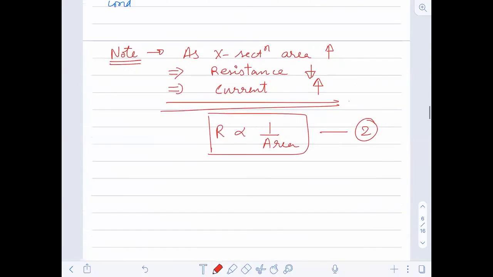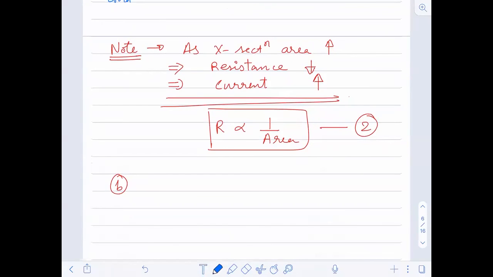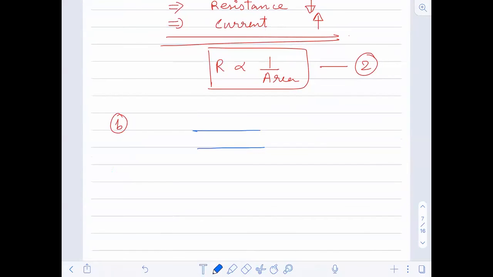Second thing, it also depends on length. Let us see how it actually depends on length. Now again the same example. You sit on the bike, and this time the road is the same, but the length you have to move is different. Here you have to move L1 distance, and here you have to move L2 distance.